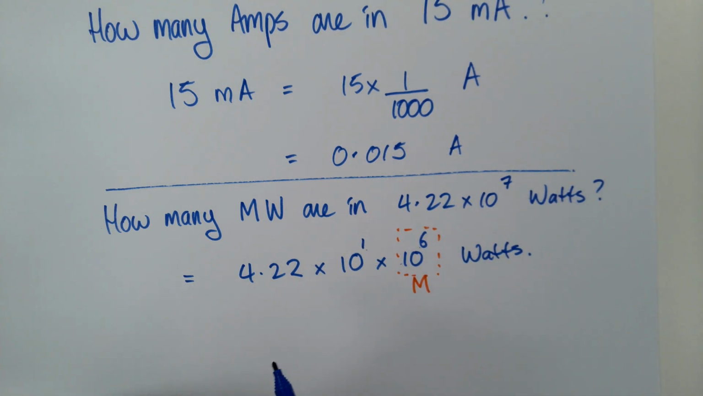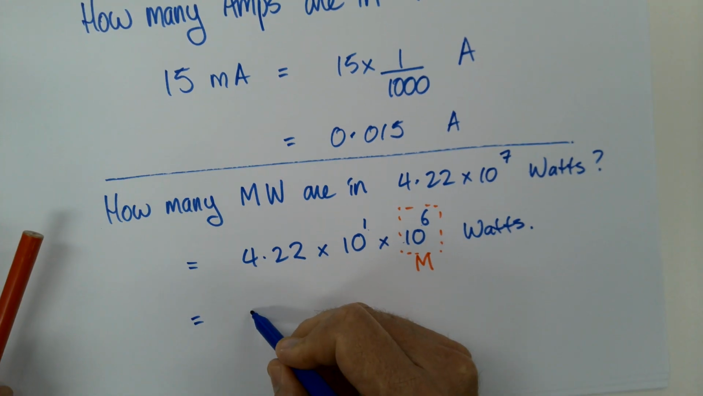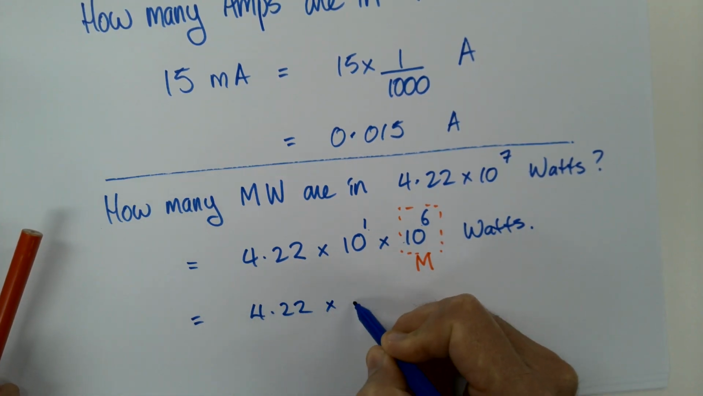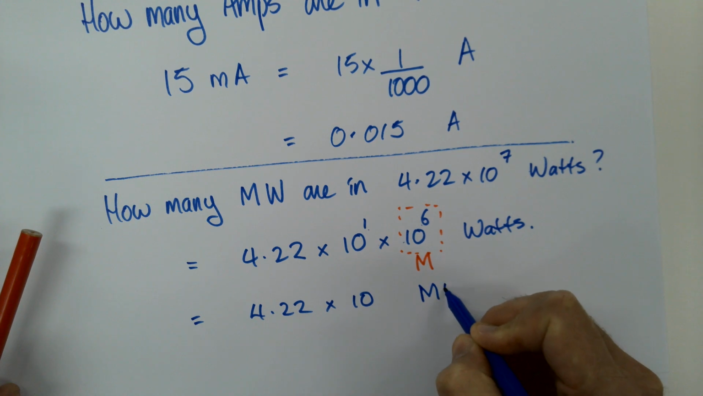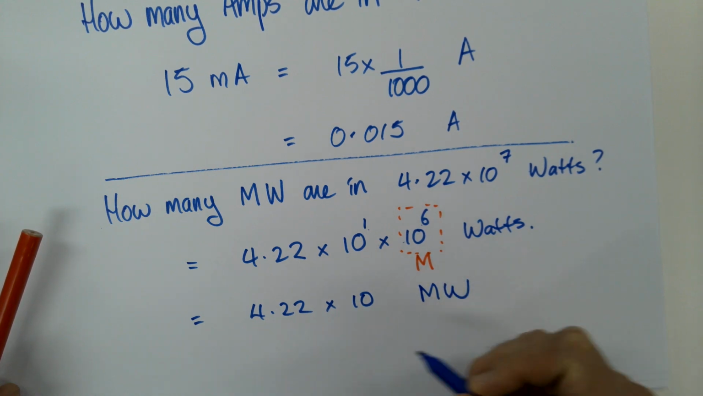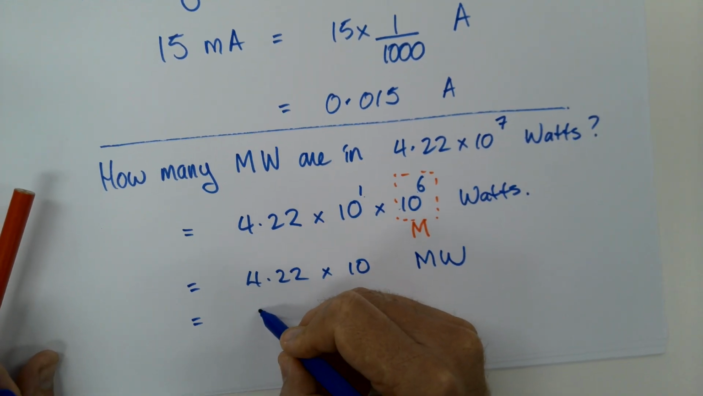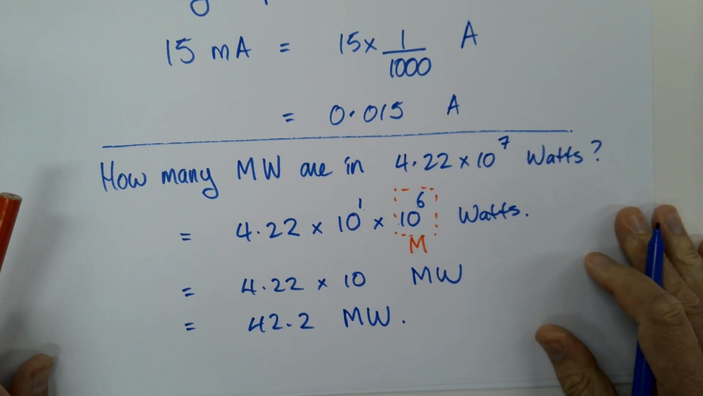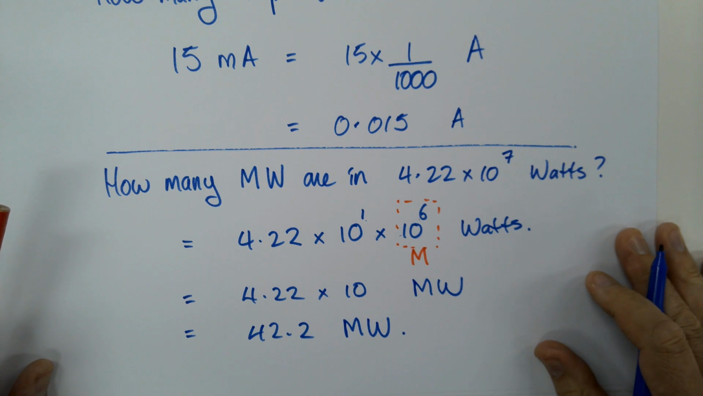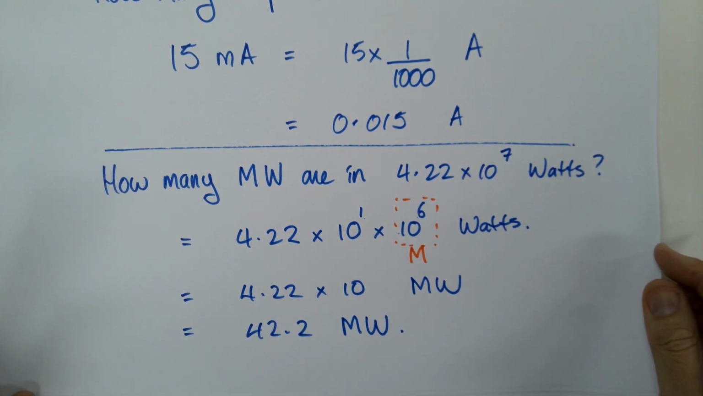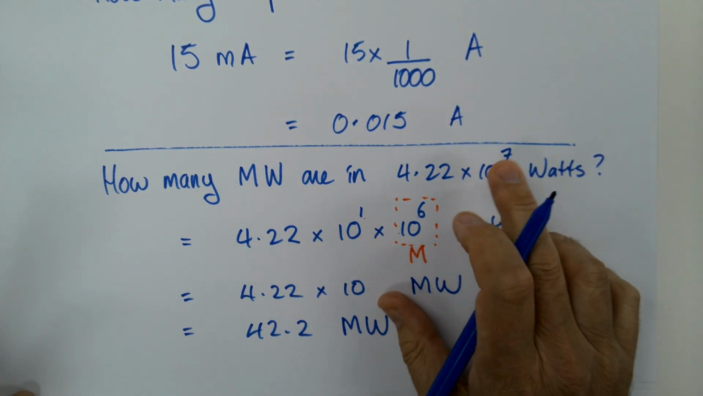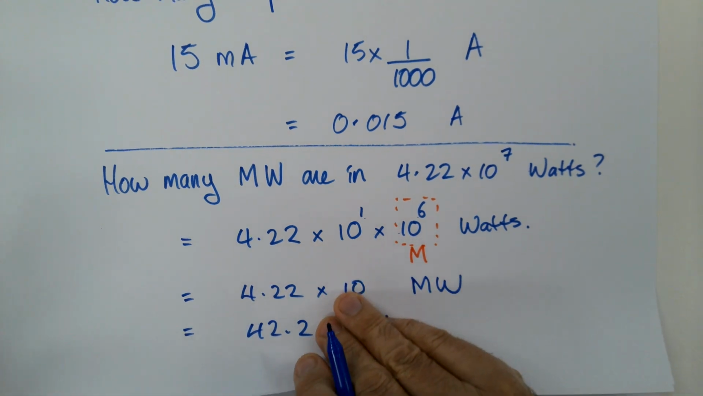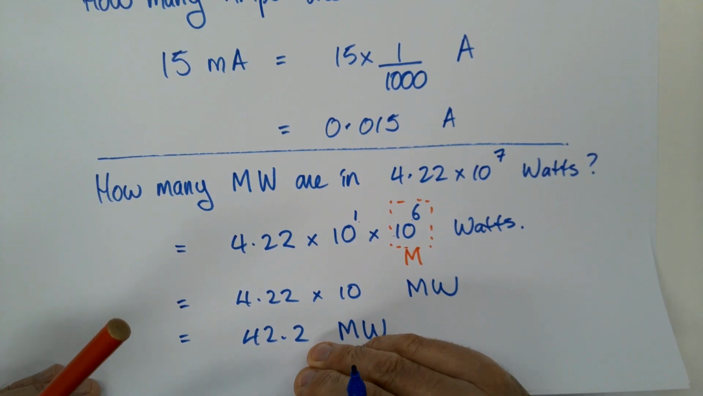Okay, so really, what I've got is 4.22 times 10 megawatts. Oh yeah, easy enough. That's 42.2 megawatts. All right, so you've got to be a bit comfortable with mucking around with the scientific notation there. That's why we did that before. Okay. One more.